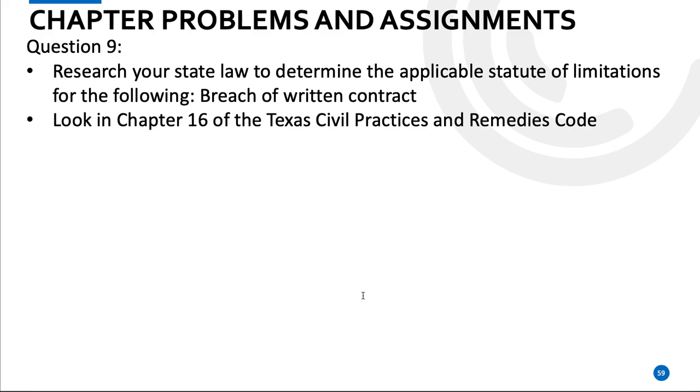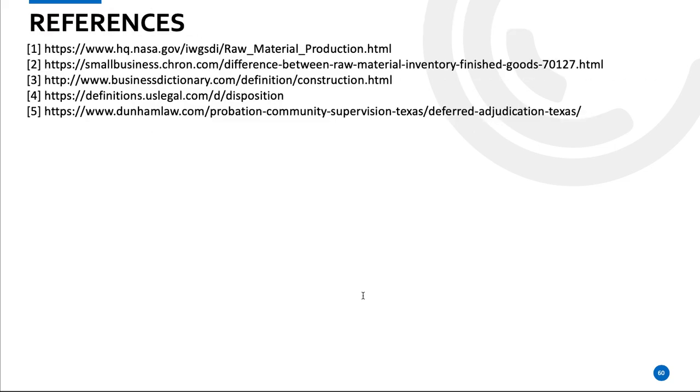Question 9. Research your state law to determine the applicable statute of limitations for the following. Breach of a written contract. So look in Chapter 16 of the Texas Civil Practices and Remedies Code. And there are the references. So that concludes Chapter 1, Introduction to Real Estate Law.